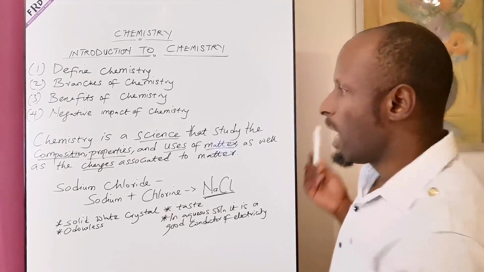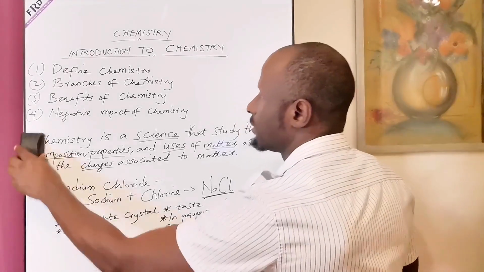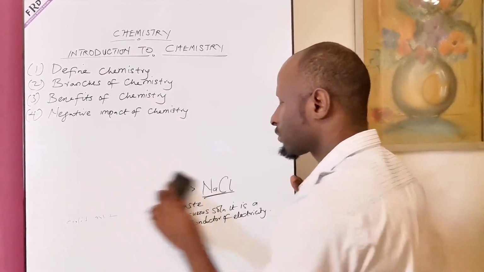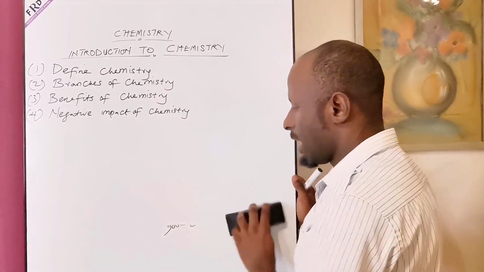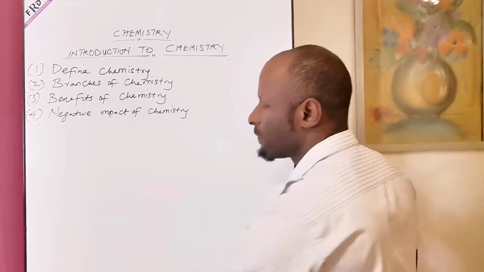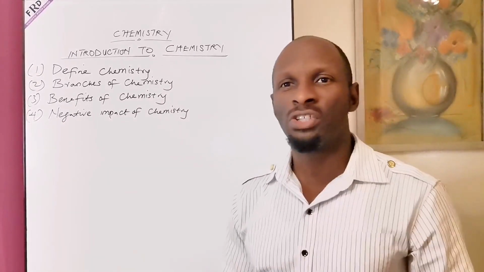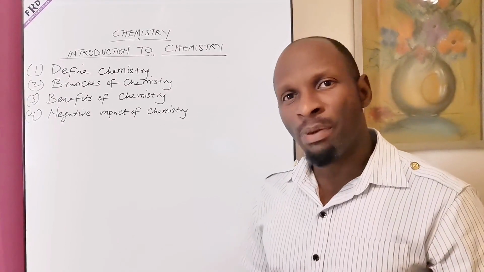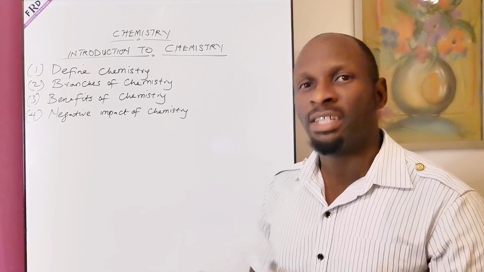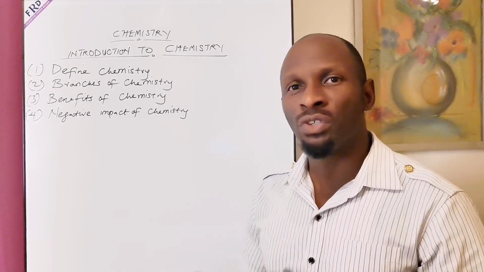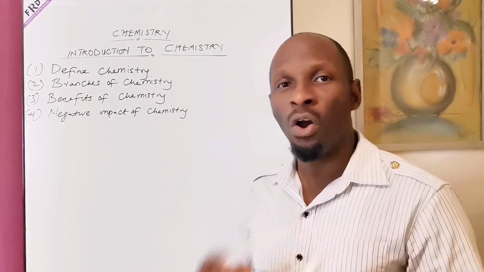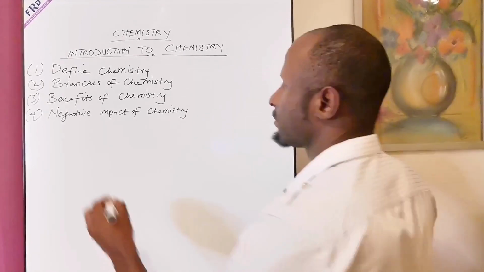Okay, now having defined chemistry, let's now talk about the branches of chemistry. Now, when we talk about branches of chemistry, there are numerous branches of chemistry. But with respect to the ones covered in the high school chemistry curriculum, these are the basic branches of chemistry.